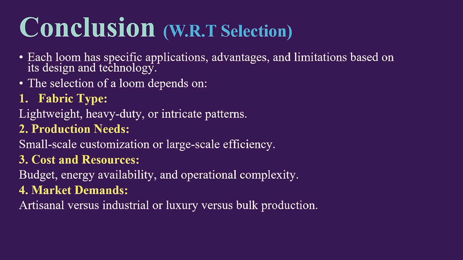Conclusion: when we talk about the conclusion, each loom has specific applications, advantages, and limitations based on its design and technology. The selection of loom depends upon the following variables. These are fabric type, whether you are planning lightweight, heavy duty, or intricate pattern. Second is production needs. You are planning for small scale customization or large scale efficiency. Third is cost and resources: budget, energy availability, and operational complexity.